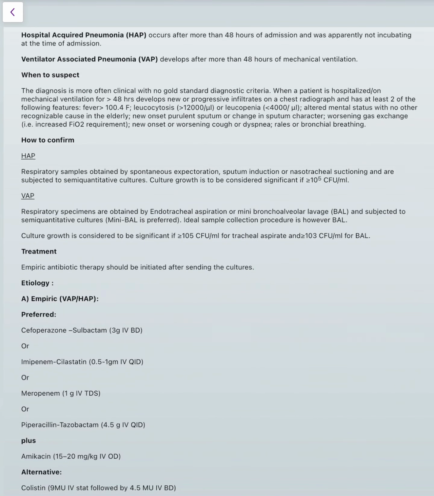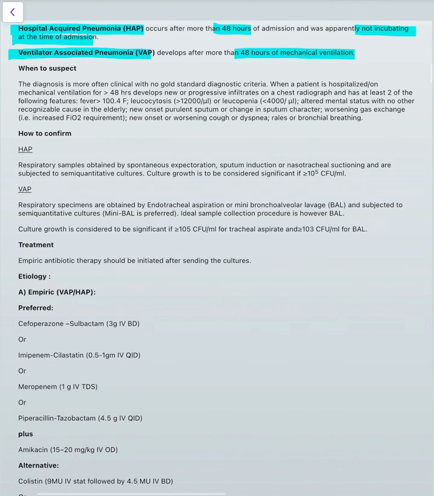Next is hospital acquired pneumonia. What is the definition? It occurs after more than 48 hours of admission, and the patient was not intubated at the time of admission. If so, it will be VAP, that is ventilator associated pneumonia. But if the patient was admitted to the hospital for some other reason and developed pneumonia after 48 hours, that will count as hospital acquired pneumonia. Similarly, ventilator associated pneumonia develops after 48 hours of mechanical ventilation.